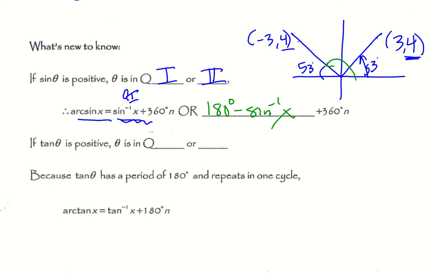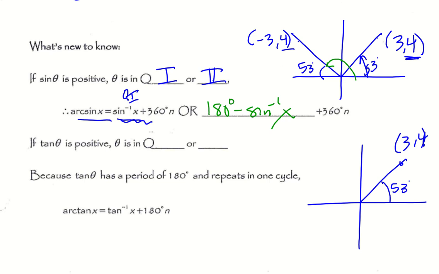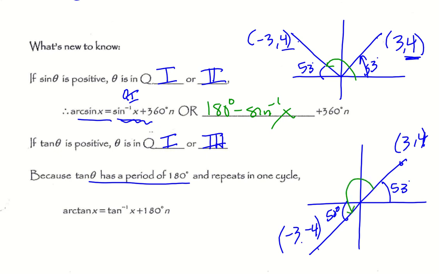For the tangent, if the tangent of theta is positive, tangent is positive when the x and y coordinates are both the same sign. So if we have our 53-degree angle with our point (3, 4), there's a point opposite that with a 53-degree reference angle where the coordinates of my point would be (-3, -4), that would give me the same tangent. So I end up with either a quadrant 1 or a quadrant 3 angle. Because the tangent repeats every 180 degrees, if I just take this first angle and add 180 degrees to it, I end up with the second one.